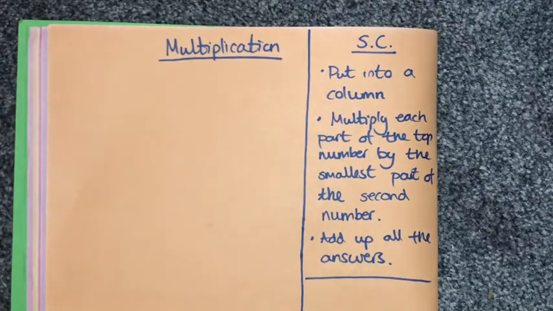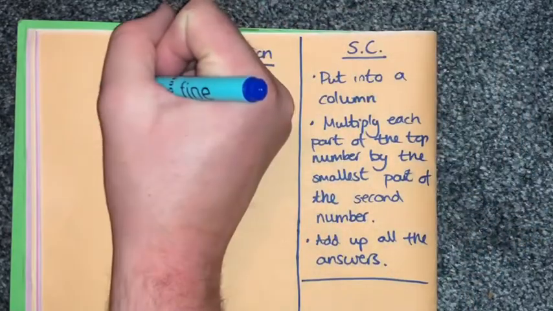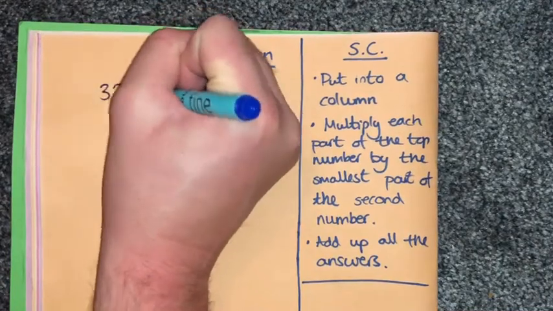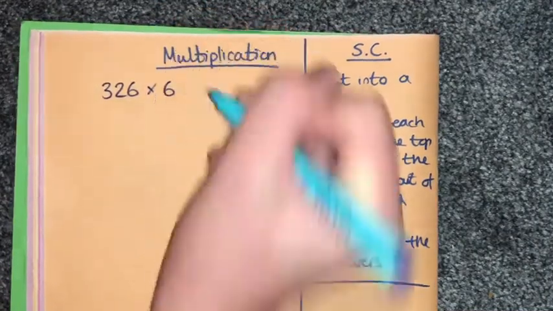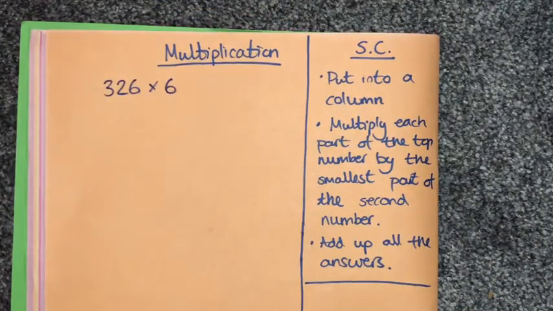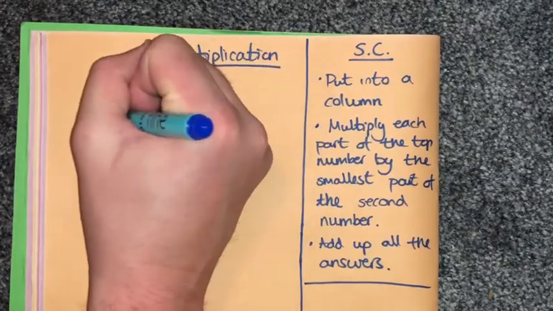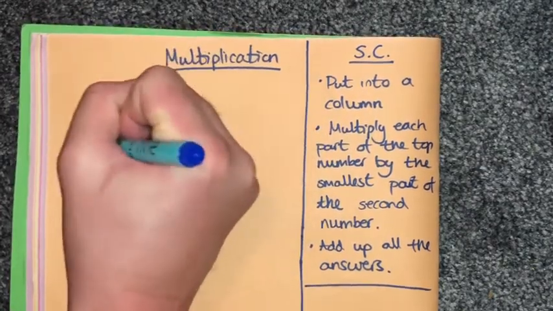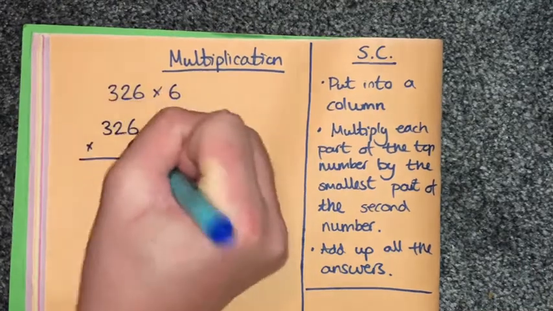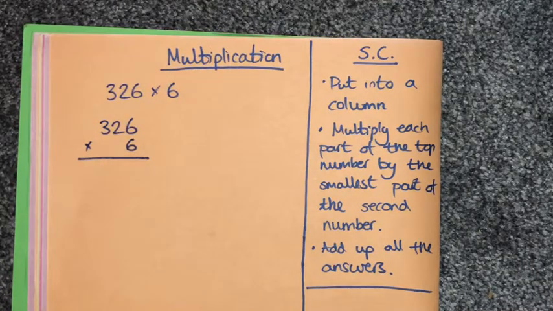Okay, let's start with some multiplication then, shall we? So let's say we've got a problem like 326 times by 6. So the first thing we're going to do is put it into columns. So I end up doing something like 326 times by 6. Now I'm going to show you the extended method first, okay?